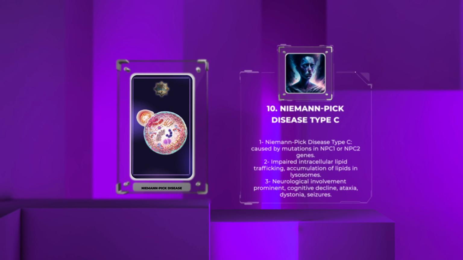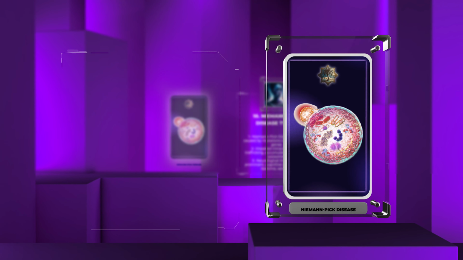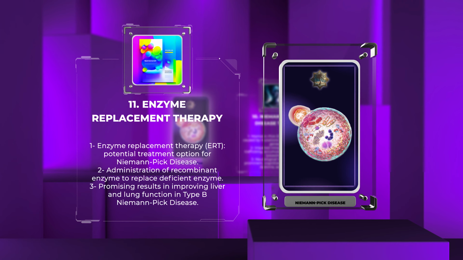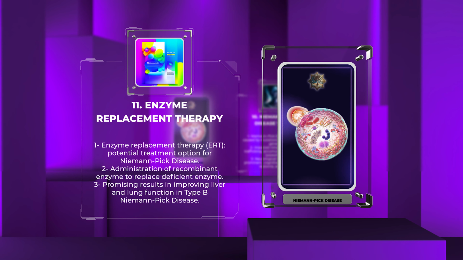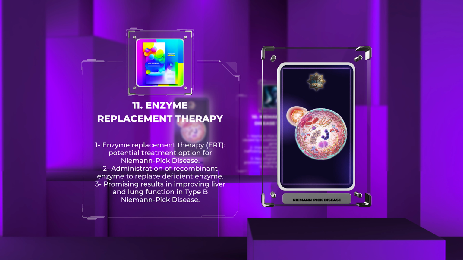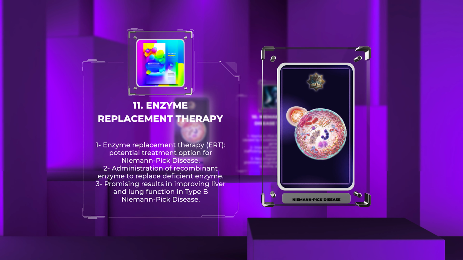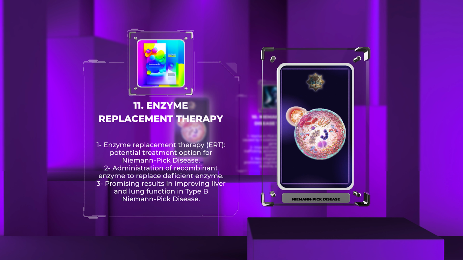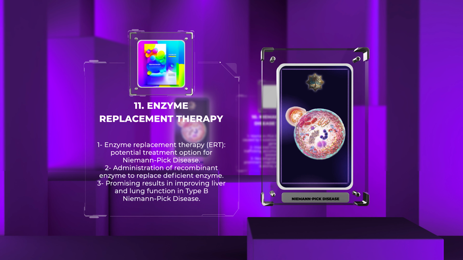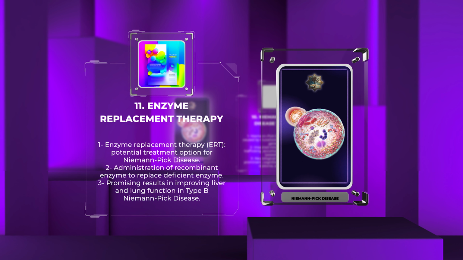Neurological involvement is prominent in Niemann-Pick disease type C and can manifest as progressive cognitive decline, ataxia, dystonia, and seizures. Enzyme replacement therapy, ERT, has emerged as a potential treatment option for certain types of Niemann-Pick disease, including type B. ERT involves the administration of a recombinant enzyme that can replace the deficient or dysfunctional enzyme in the affected individuals. This therapy aims to reduce the accumulation of lipids and alleviate disease symptoms. ERT has shown promising results in improving liver and lung function in individuals with type B. However, its efficacy in treating neurological manifestations remains limited.